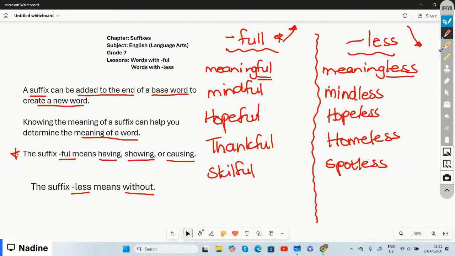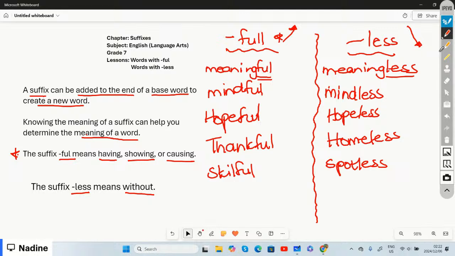All right. So once again, we have a suffix which can either be full or less. In this case, there are more suffixes, but for now we are just focusing on full or less. A suffix we add to the end of a base word, and once we add our suffix to the end of a base word, it changes the meaning of the word.